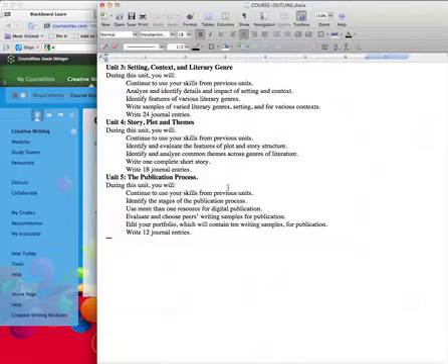You understand setting, context, and you've honed in on the literary genre that you like the most. And now at the end of Unit 4, you're going to take all of that and be able to complete a short story, one that I hope you're going to be very proud of.